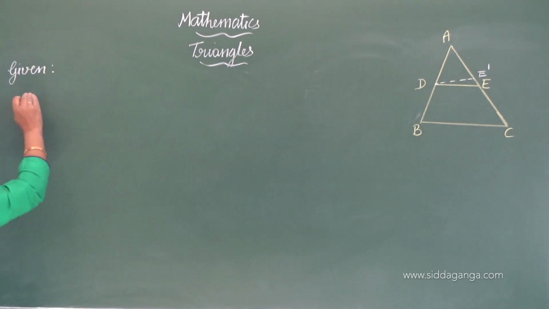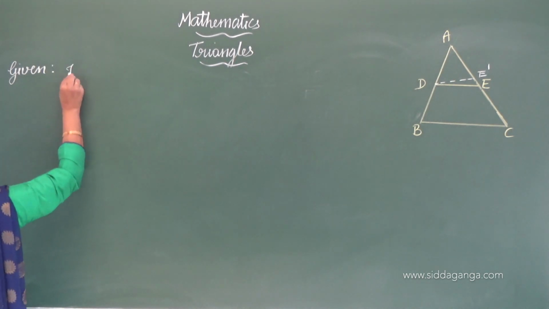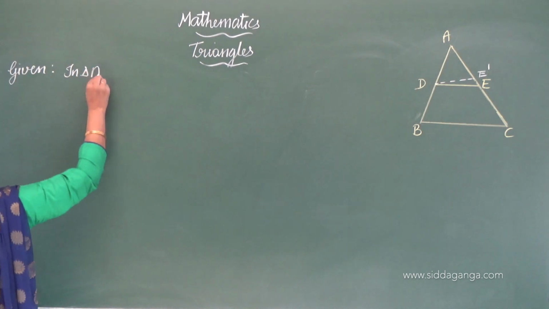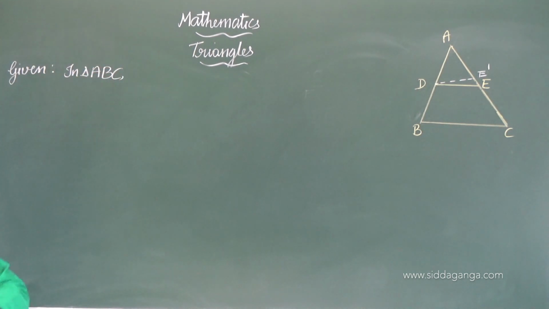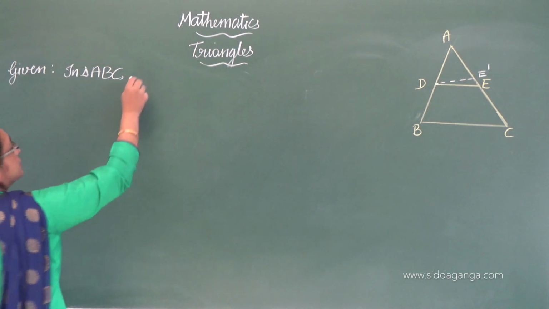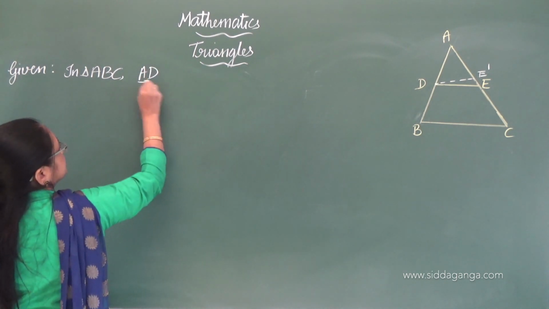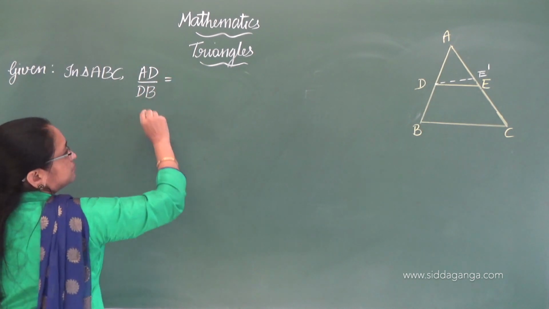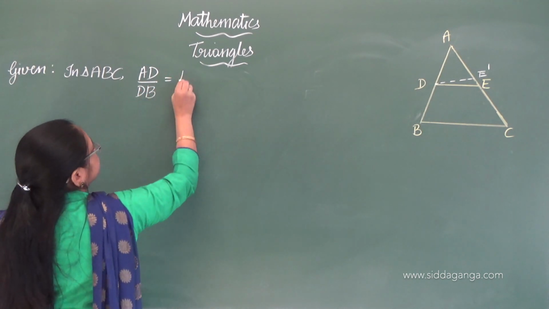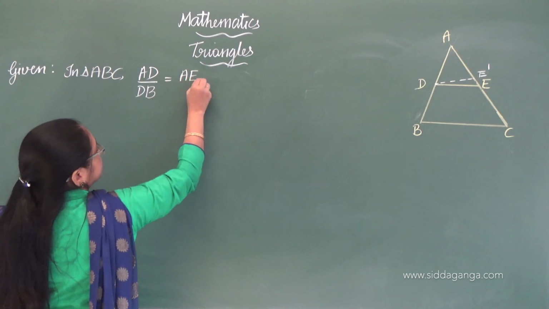Then you continue. Given in triangle ABC. So what is given? Read the statement, you will understand. The line divides in equal proportion, that is AD by DB is equal to AE by EC.